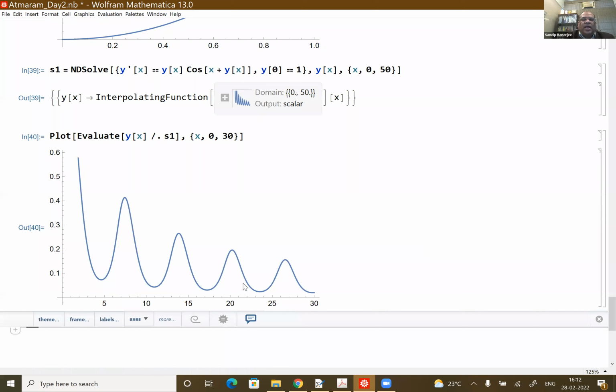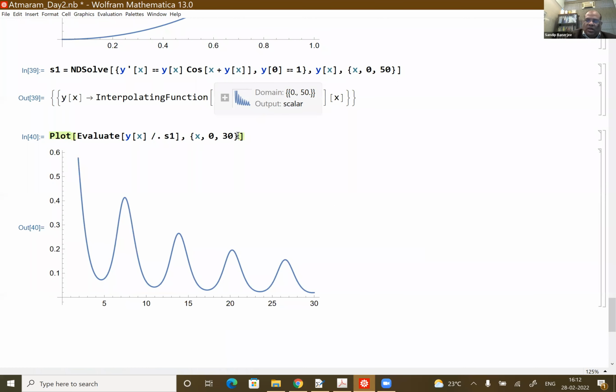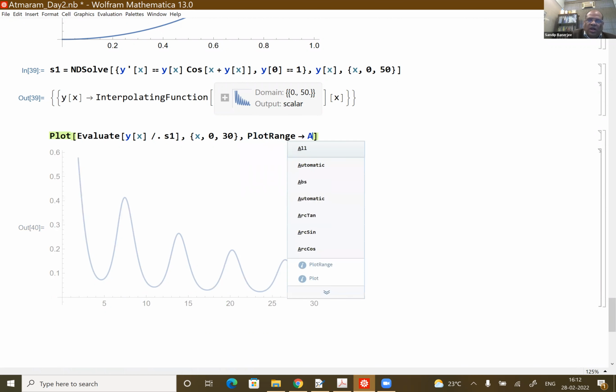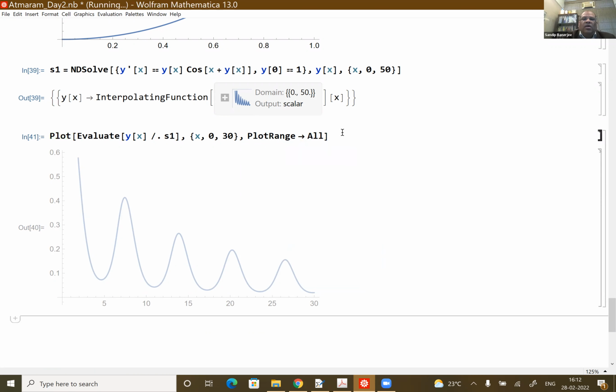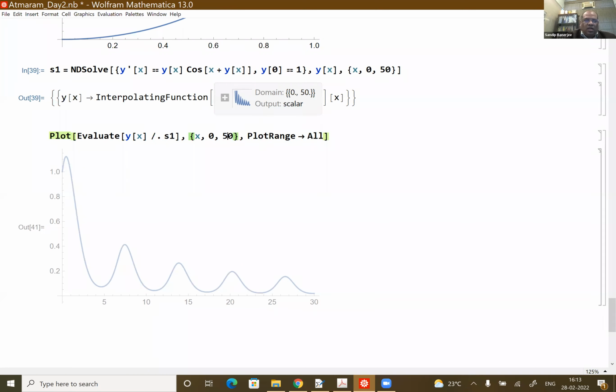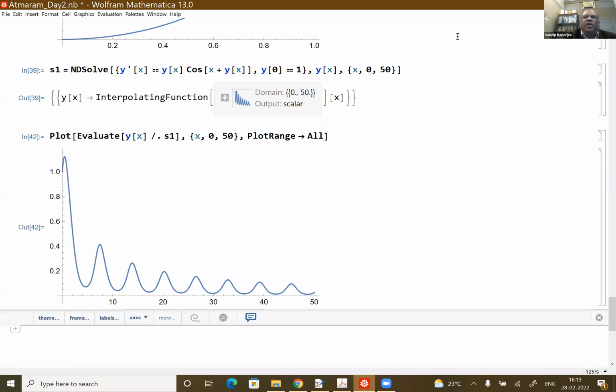Sometimes if it comes like this, it means that you have to now specify the range. The easy way is PlotRange, and PlotRange All. That is what it will be taking. So now you can see that this particular curve has come. If I want to increase it till 50, I get till 50.